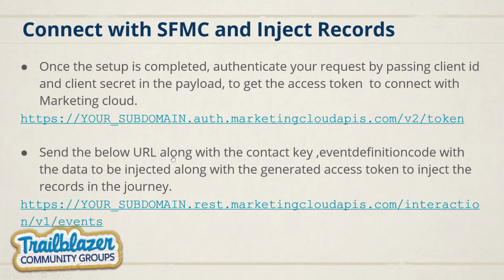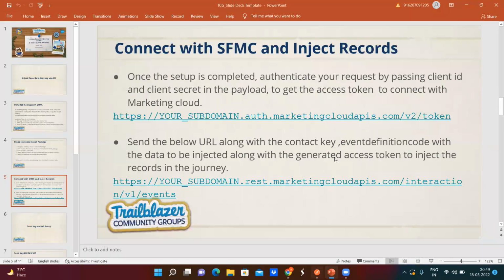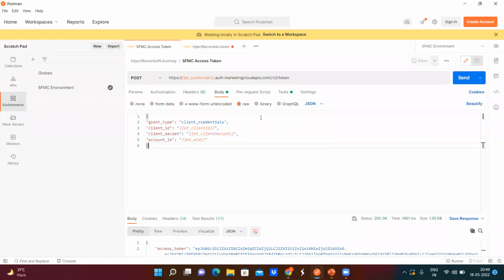Once you get the access token, along with the event definition key of the journey and the contact key, with all the data that you want to inject into the journey, you will hit another request. Based on that, the records will be injected into the journey. So quickly I'll move to Postman to show you how we can inject the records.